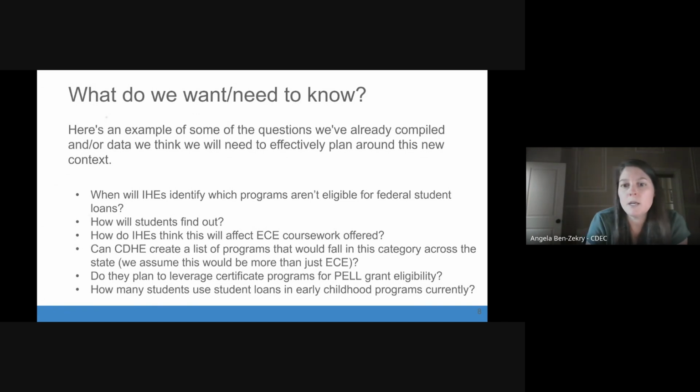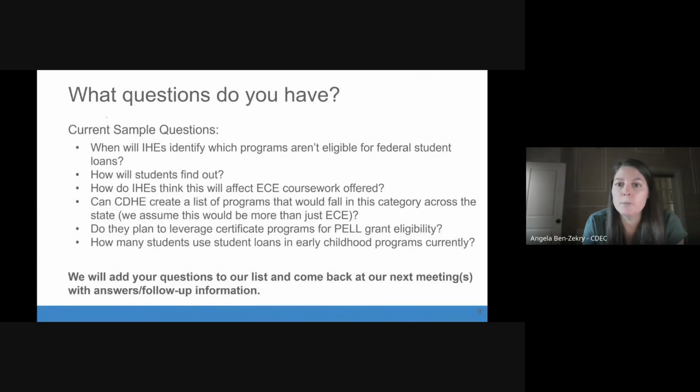So there are some things that we can act on now, and then there are some things that we might need to wait until we can get further information on. So again, these are just a few of the pre-written sample questions that we are going to be working on. And we want to collect questions from as many folks as possible to make sure, again, that we have a thorough plan of action. So we want to know, what questions do you have?